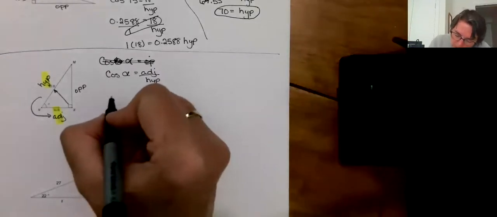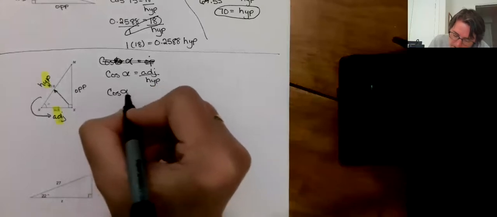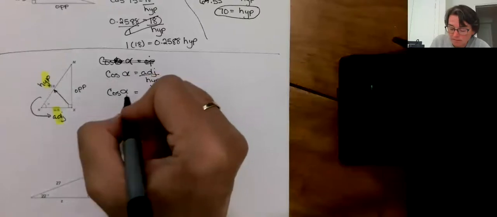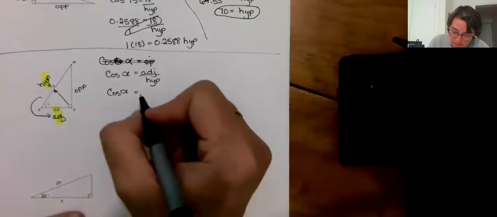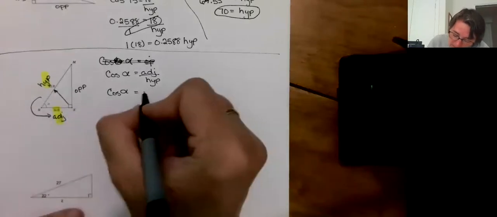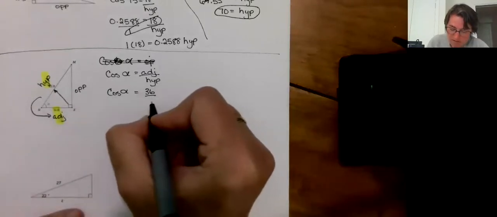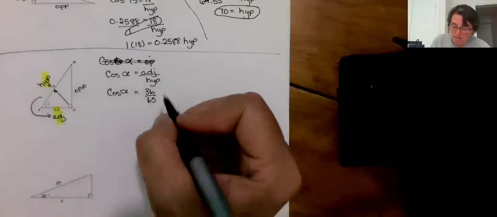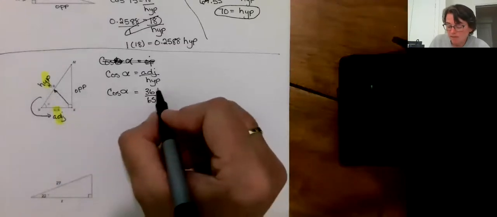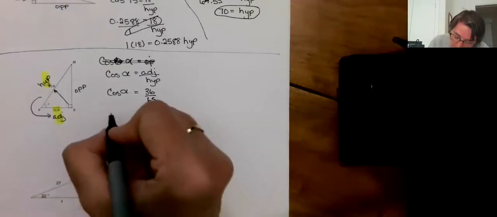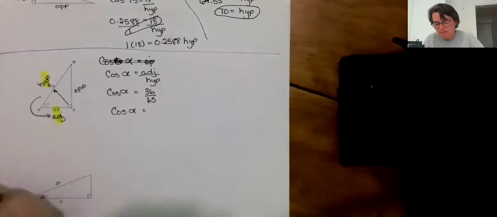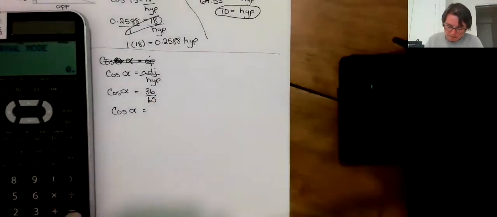So cosine, and if the symbol is weirding you out, because now I'm starting to hate making that weird little symbol, you could just use theta all the way through, and it'll still work out just fine. Adjacent is 36 over 65. Those are both feet, and that's going to cancel. So cos alpha is equal to 36 divided by 65.